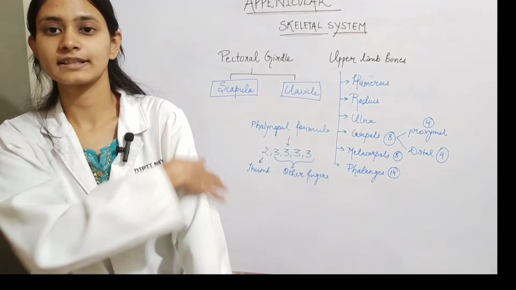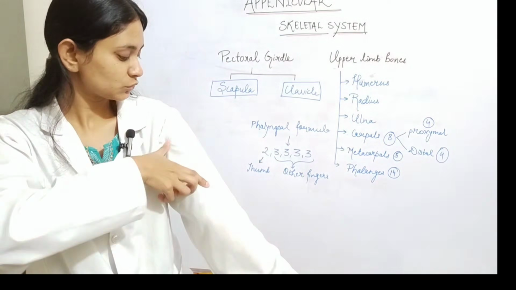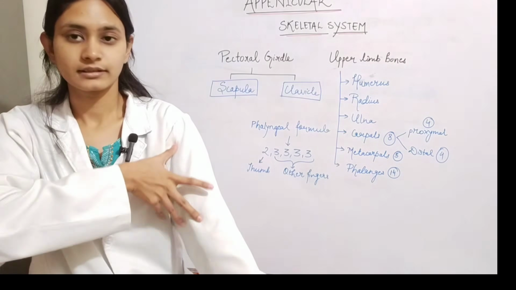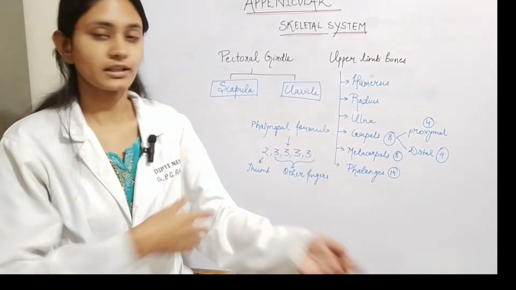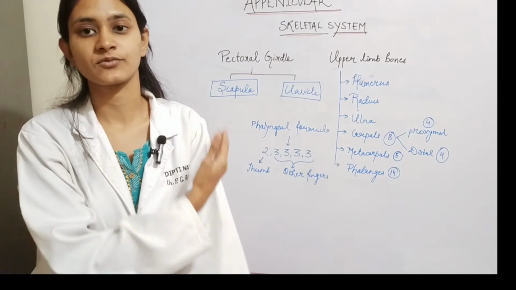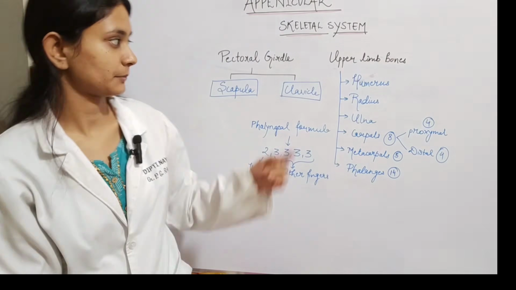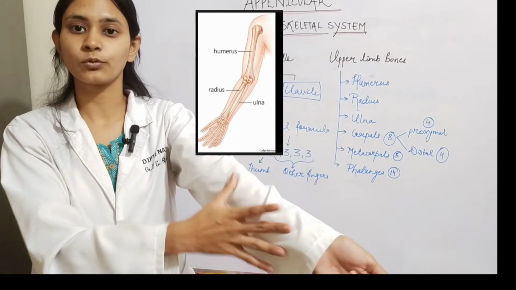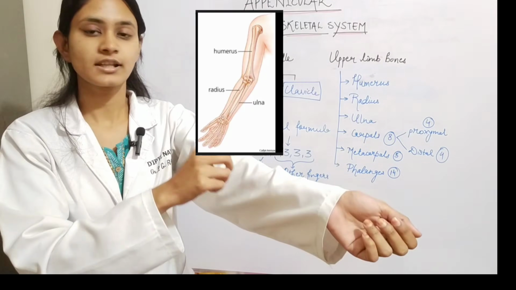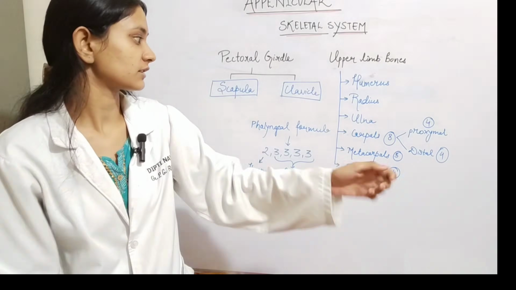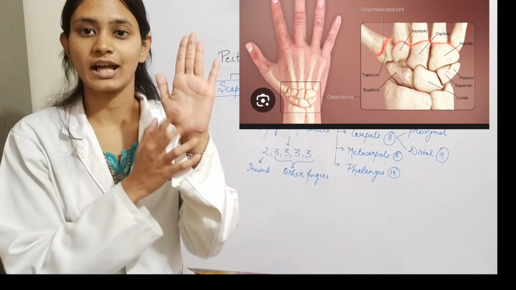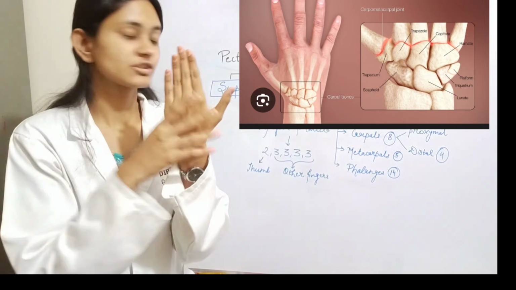Upper limb bones are basically these bones. Humerus we have here. I will show the image of the bone also. It is the only single bone present here and it is bilaterally present, that is one on the left side, one on the right side. Radius and ulna both are present in the forearm. Carpals, metacarpals and phalanges: carpals are present in your hand bones. I will show the image.